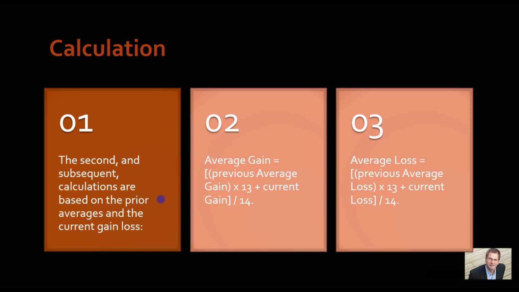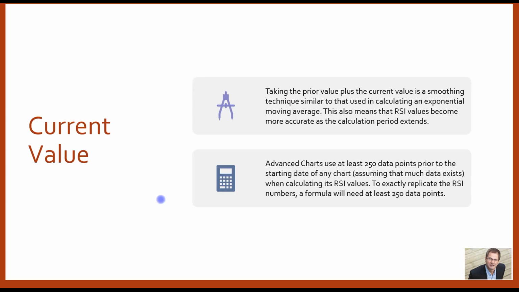So what you would do is you would take the previous days, just like you do with a moving average. You take the gain or the loss for the previous day, and you would subtract the farthest day away from it, and then you'd add today's gain or loss, whichever it might be. So taking the prior value plus the current value is a smoothing technique used in calculating an exponential moving average.